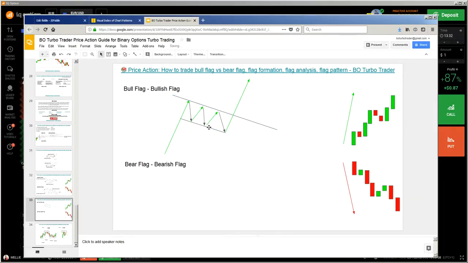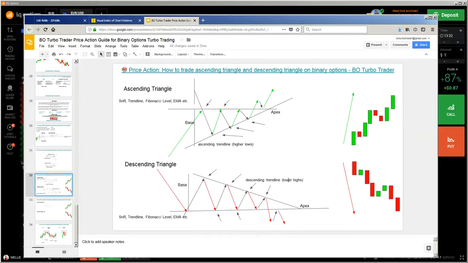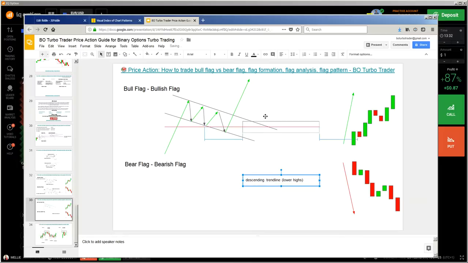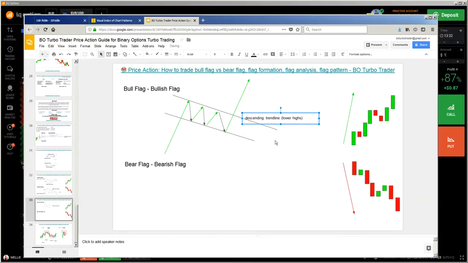Which you draw, but these are not there. You have to imagine them, or you have to draw them there, like I have done this. These are two descending trend lines here, lower highs. Let me copy this. Those both are descending trend lines, here one and two.